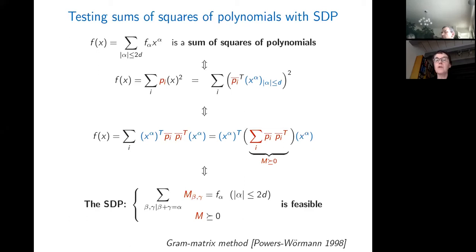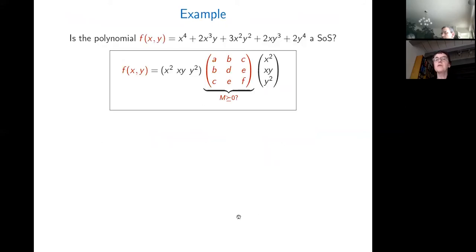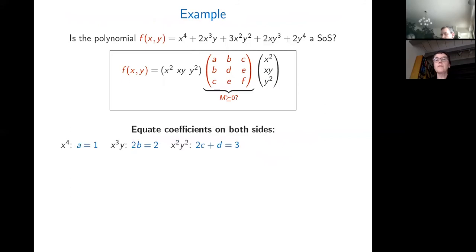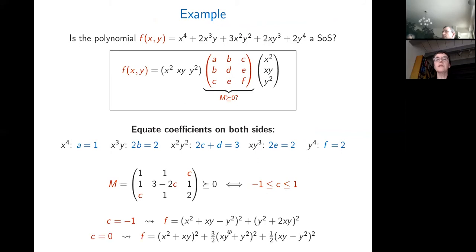While testing whether a polynomial is non-negative, we don't know how to do this. This is a hard problem. So here is a small example. The slides will be posted, so you can check the example slowly.